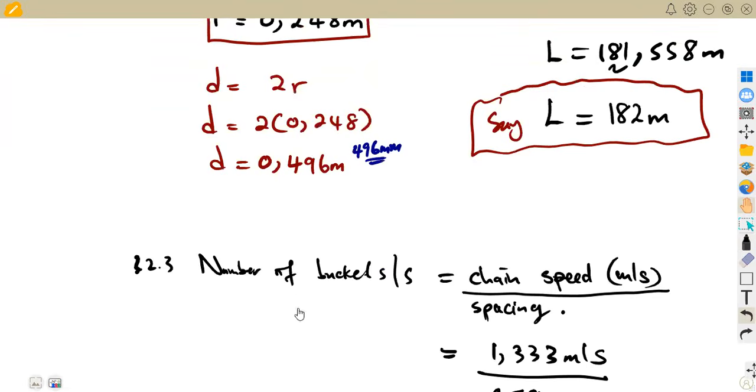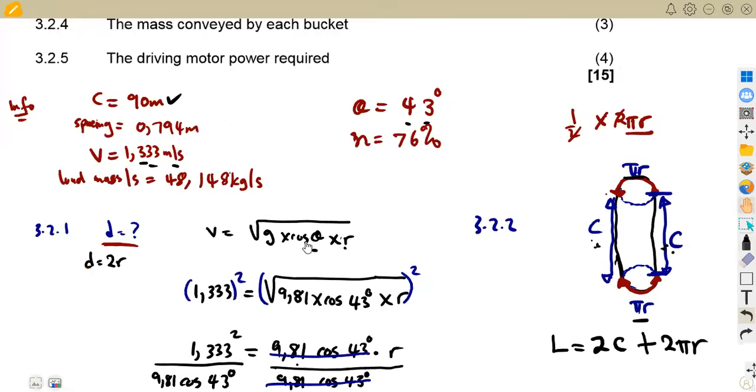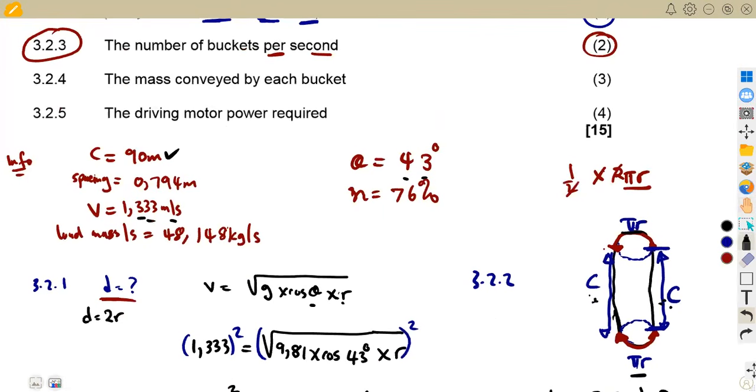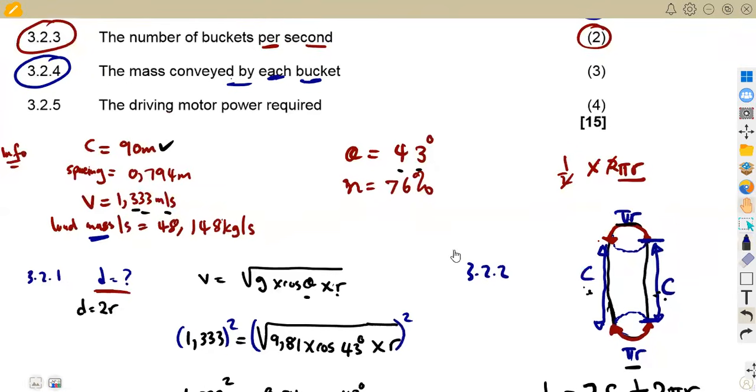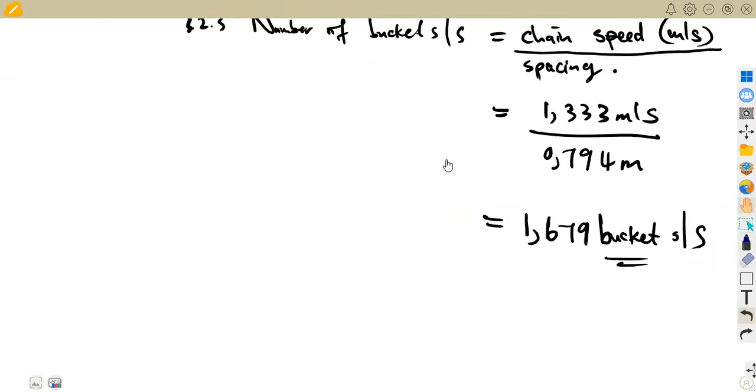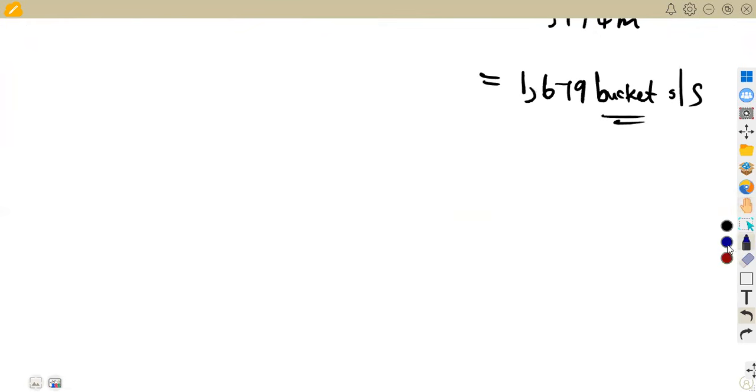Then let us check the other part. Now they need us to calculate the mass conveyed by each bucket. So we need the load, like the mass per bucket, the load per bucket. If it is the load per bucket or the mass per bucket, we're going to need the load mass over the number of buckets, because it's by each bucket. So we're going to divide by the number of buckets that we have, definitely per second. All right, so that is 3.24 in this case.